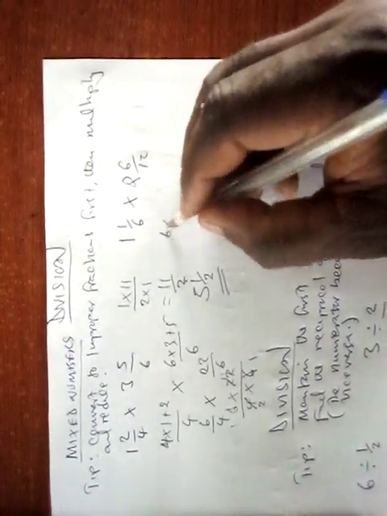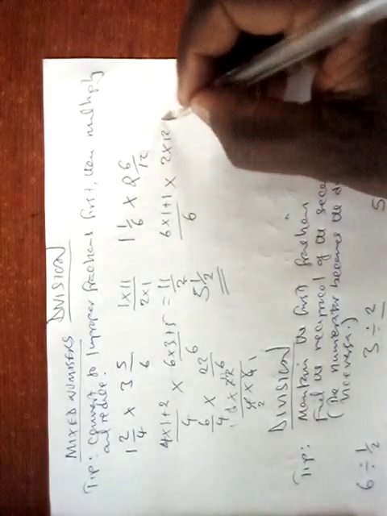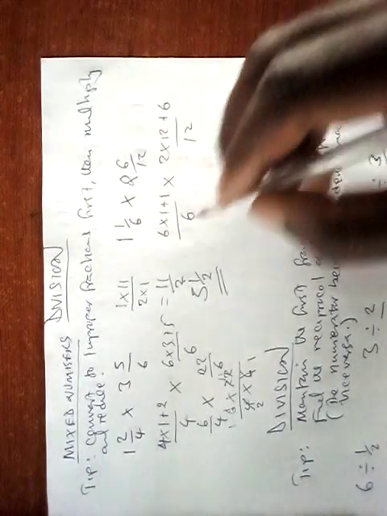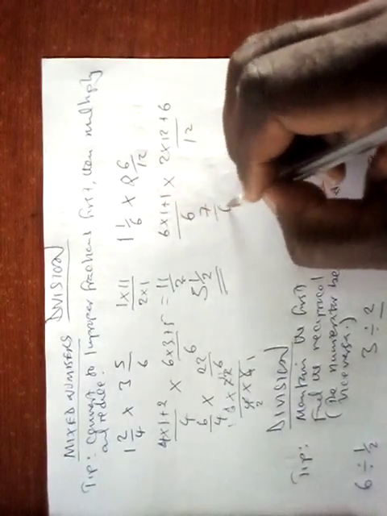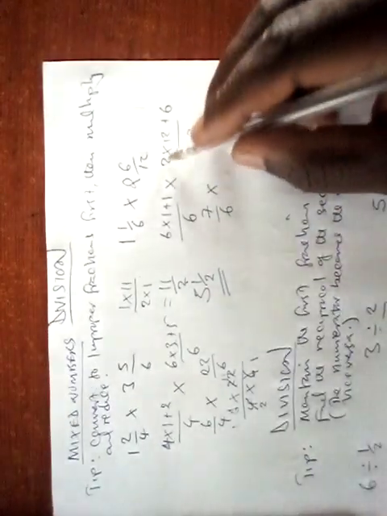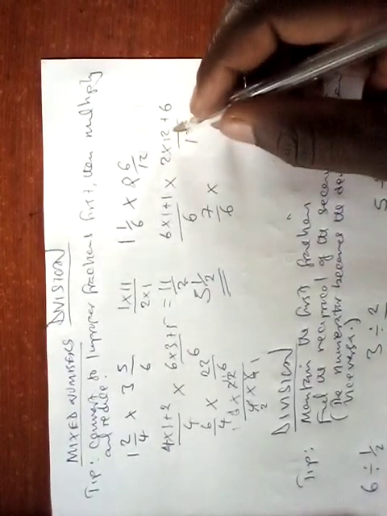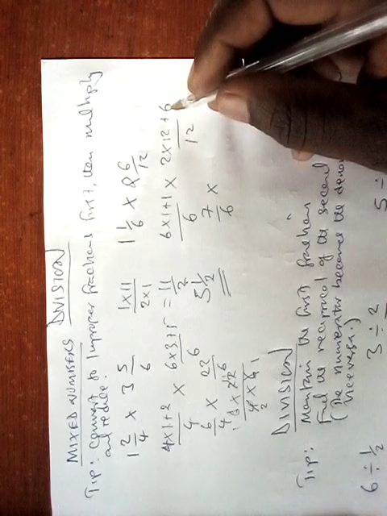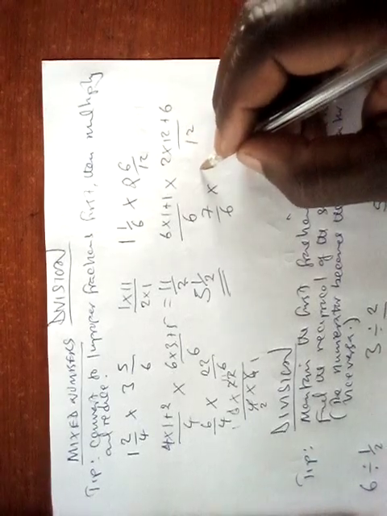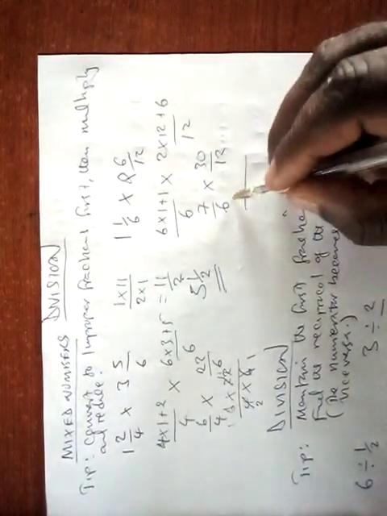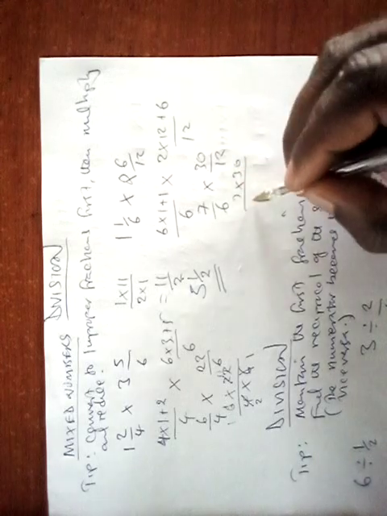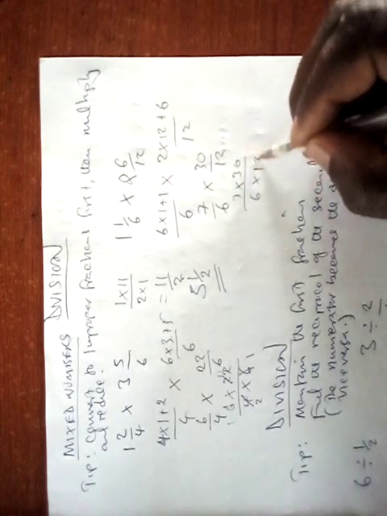So basically this is what you do even here. We have 6 times 1 plus 1 over 6, times 2 times 12 plus 6 over 12. So 6 times 1, 6 plus 1, 7 over 6, times, this is 24 plus 6, that is 30 over 12. So you can now say 7 times 30 over 6 times 12.